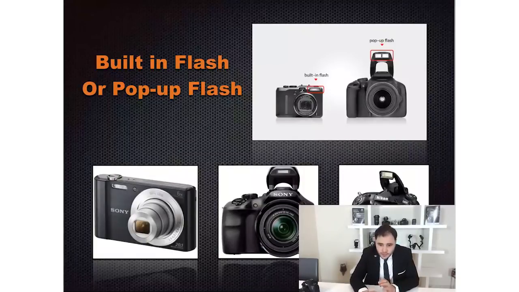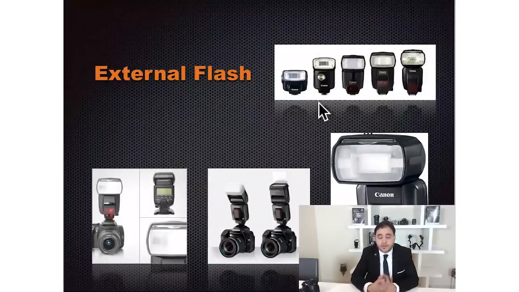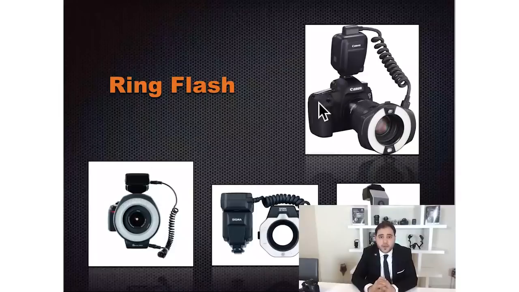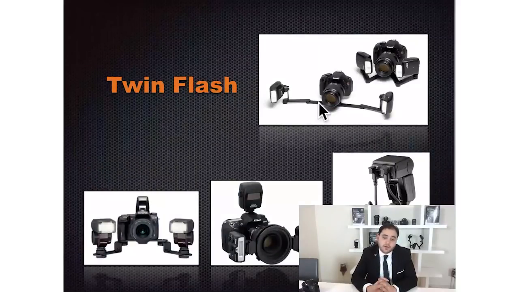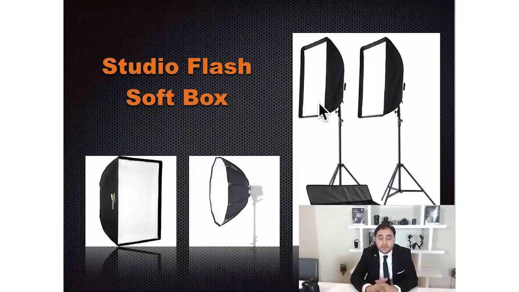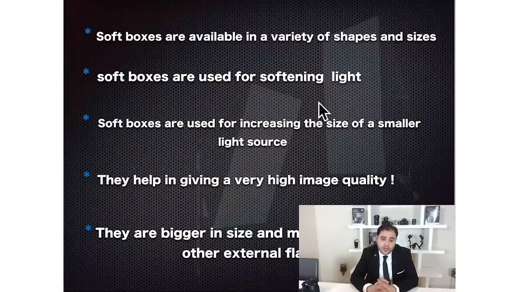Okay, now types of flashes. Let me start with the cheapest type of flashes, the pop-up flash or built-in flash. The flash comes inside the camera, so you don't have to buy this type of flash. And the second type of flashes, external flashes. Okay, in the dental field we are always using ring flash and twin flashes. This is the third type of flashes, ring flash, and this is the fourth type of flashes, twin flashes.